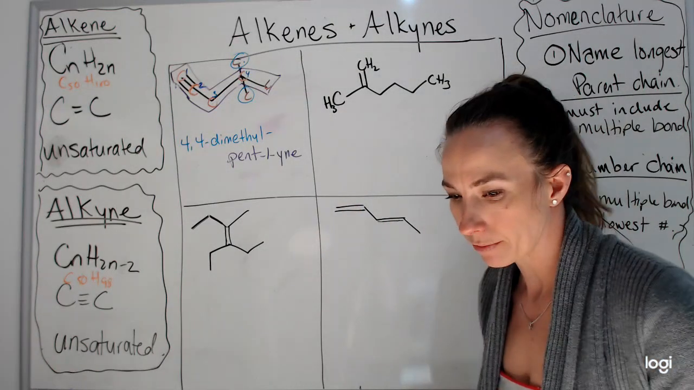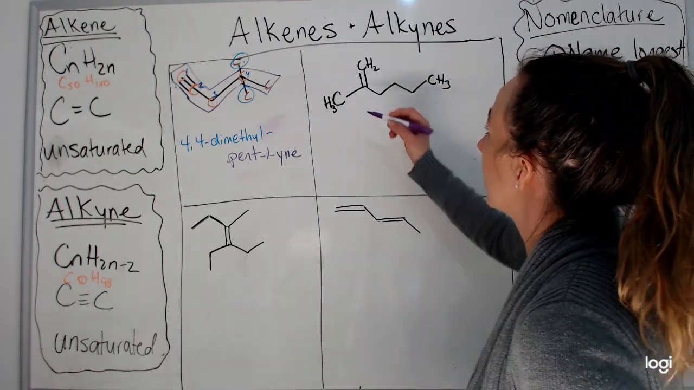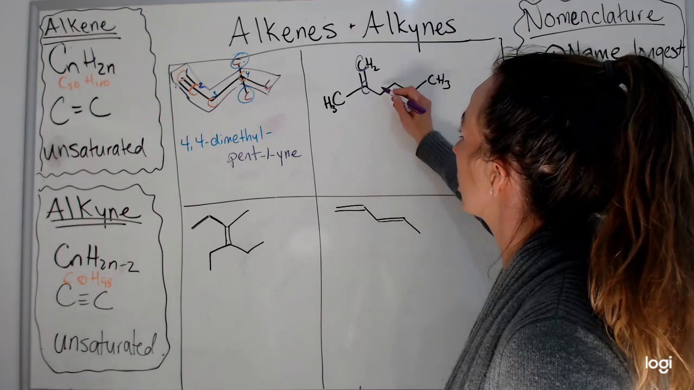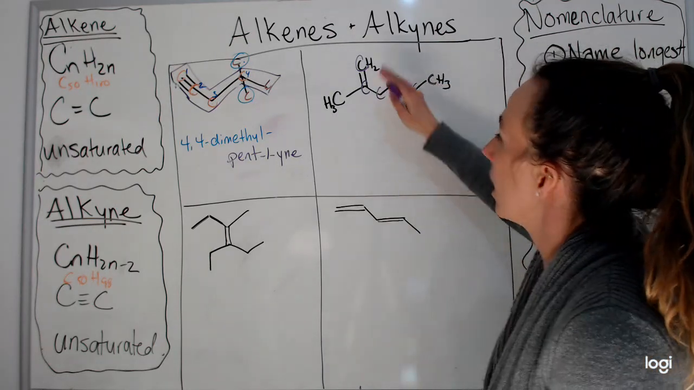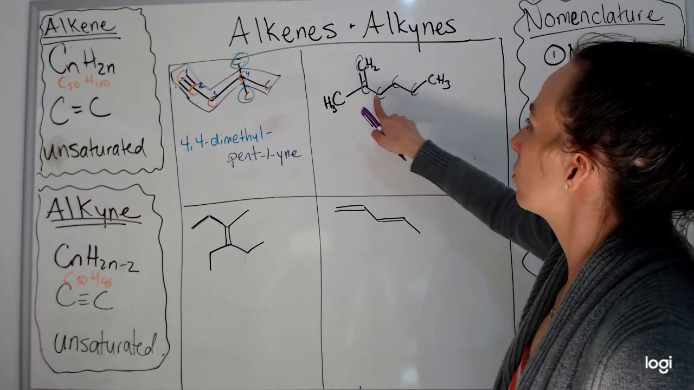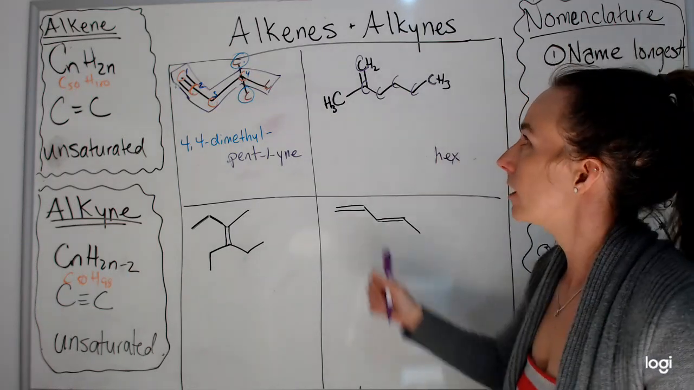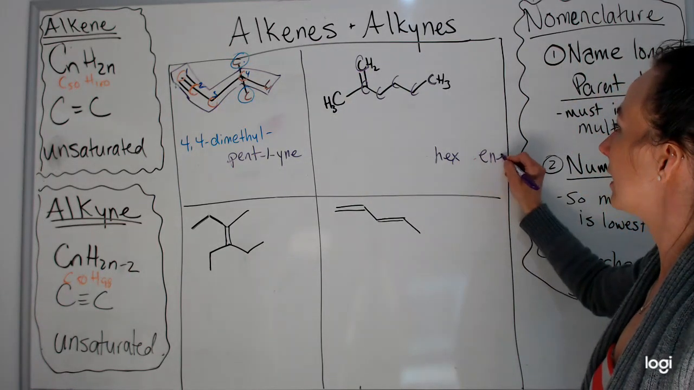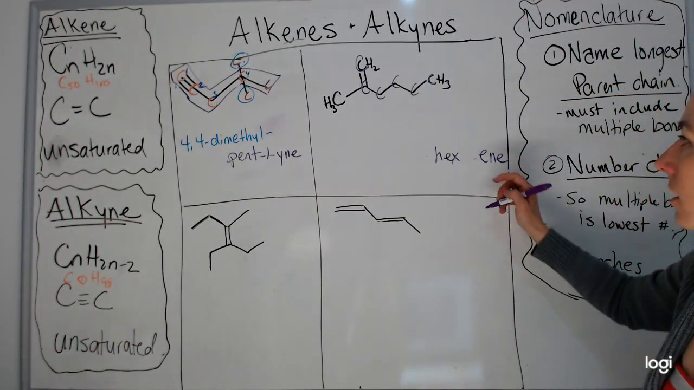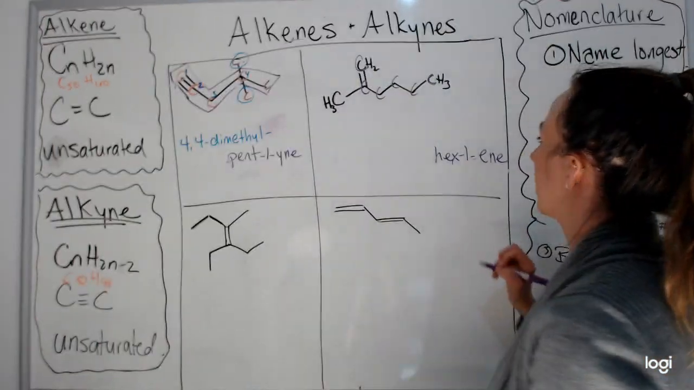Okay, let's try this one. So remember my longest parent chain has to include my multiple bond. So this has to be part of my parent chain, that carbon. There's a carbon parent chain, another one, another one, another one, and another one. I decided to go right here instead of left to get the longest chain. 1, 2, 3, 4, 5, 6. So 6 makes hex. There's a double bond, so I'm going to end it in -ene because the double bonds are alkenes. Where is that double bond? It's on carbon 1. So 1-ene.